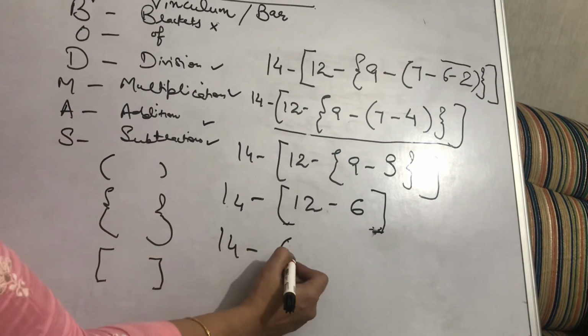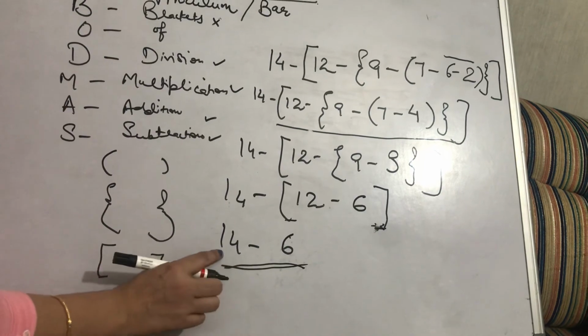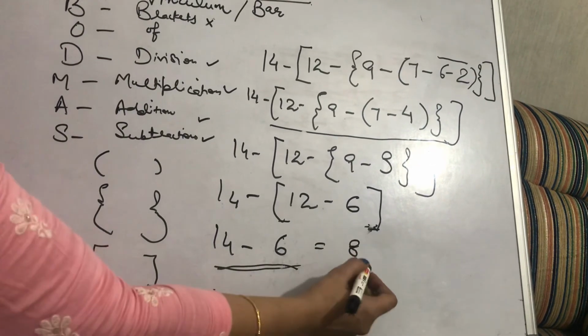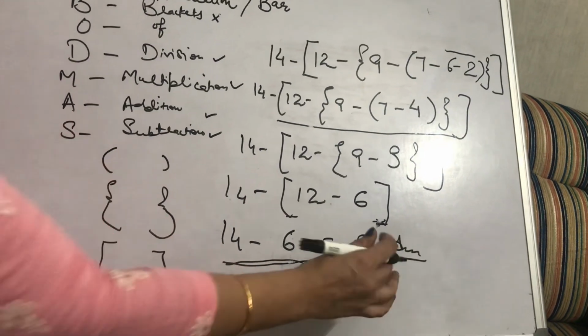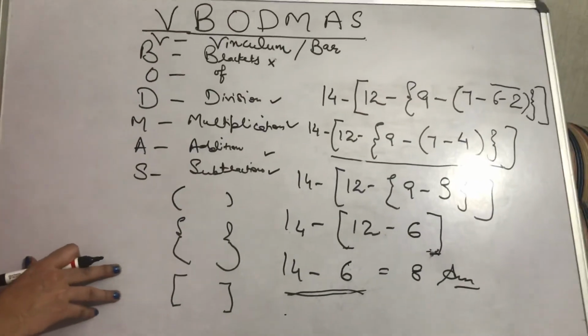12 minus 6 is equal to 6. Now we have found a simple equation, 14 minus 6, that becomes 8. This is our answer. So this is the V BODMAS rule. Thank you.